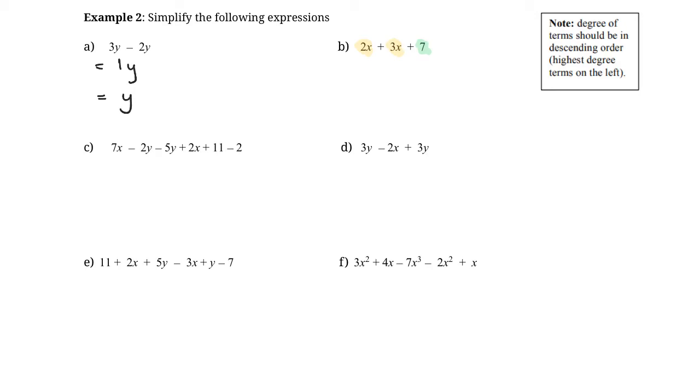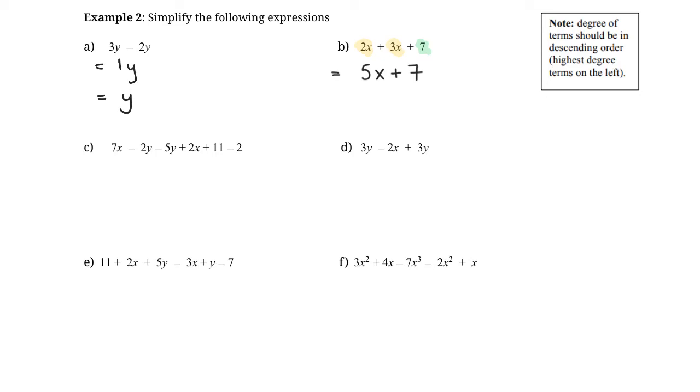So when I put together like terms, really the only thing that I can actually add together is the 2x and the 3x. So 2x plus 3x is 5x. Now there's nothing I can do with the 7. There's nothing I can add to it. There's nothing I can subtract from it. So all I can do with it is just recopy it. So my final answer is going to be 5x plus 7. Okay, let's move on to the next one.